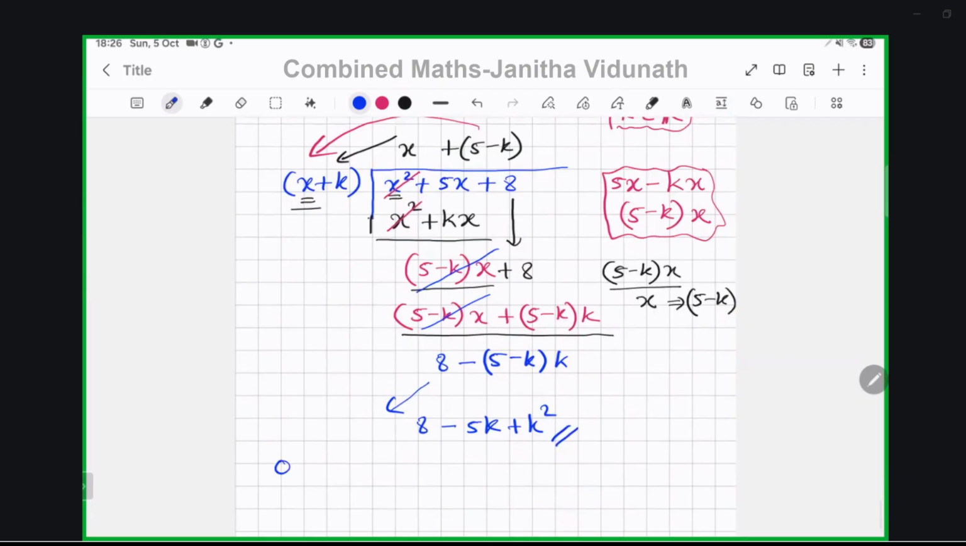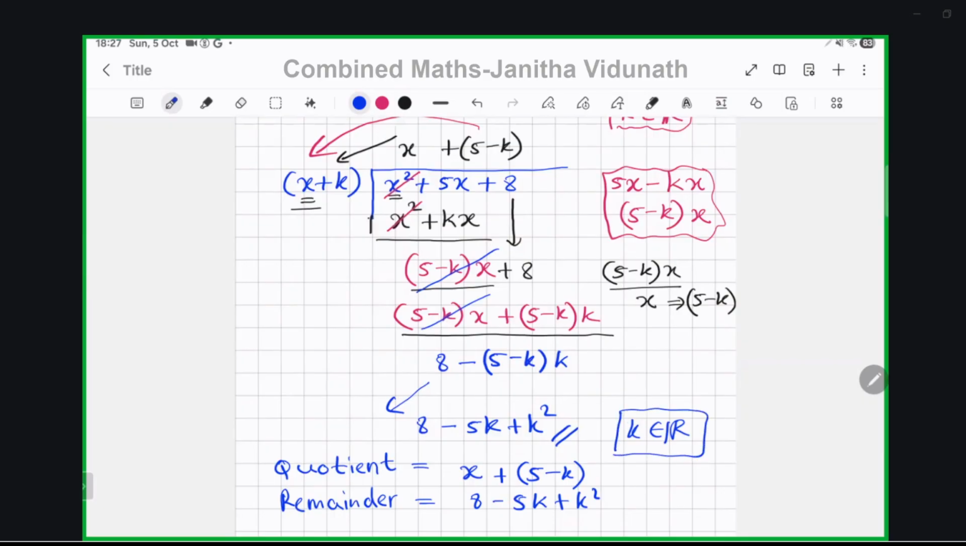Then our quotient is x plus 5 minus k. Then our remainder is 8 minus 5k plus k square. Here k can be any real number. By using this, k can be 1, 2, minus half, or 90, or any real number. k can be any real number.